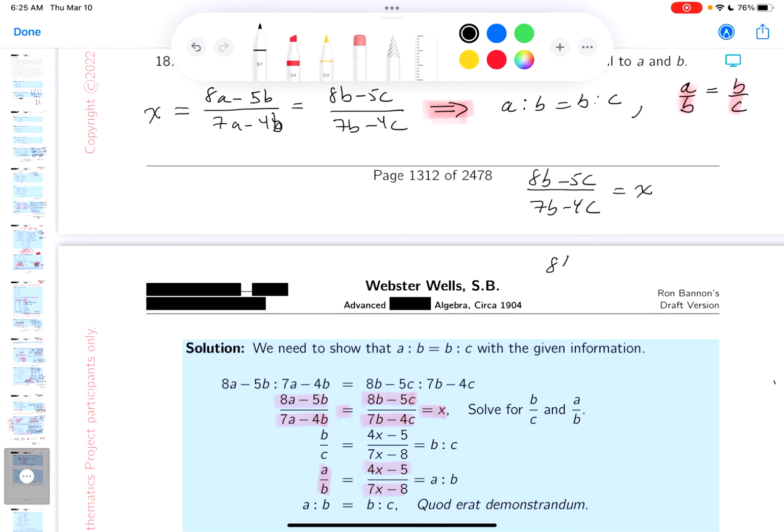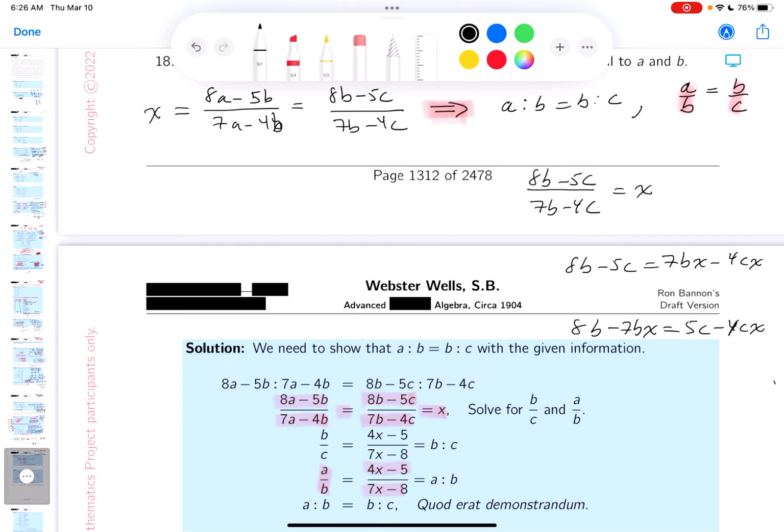Let's write this down. 8bx minus 5cx. I'm sorry, I made a mistake there. I'm daydreaming. 8b minus 5c equals 7bx minus 4cx. Well, I hope you remember what we did last time. We got c's on one side, b's on the other side. And I'm getting a little better at this. So it's 8b minus 7bx equals 5c minus 4cx.